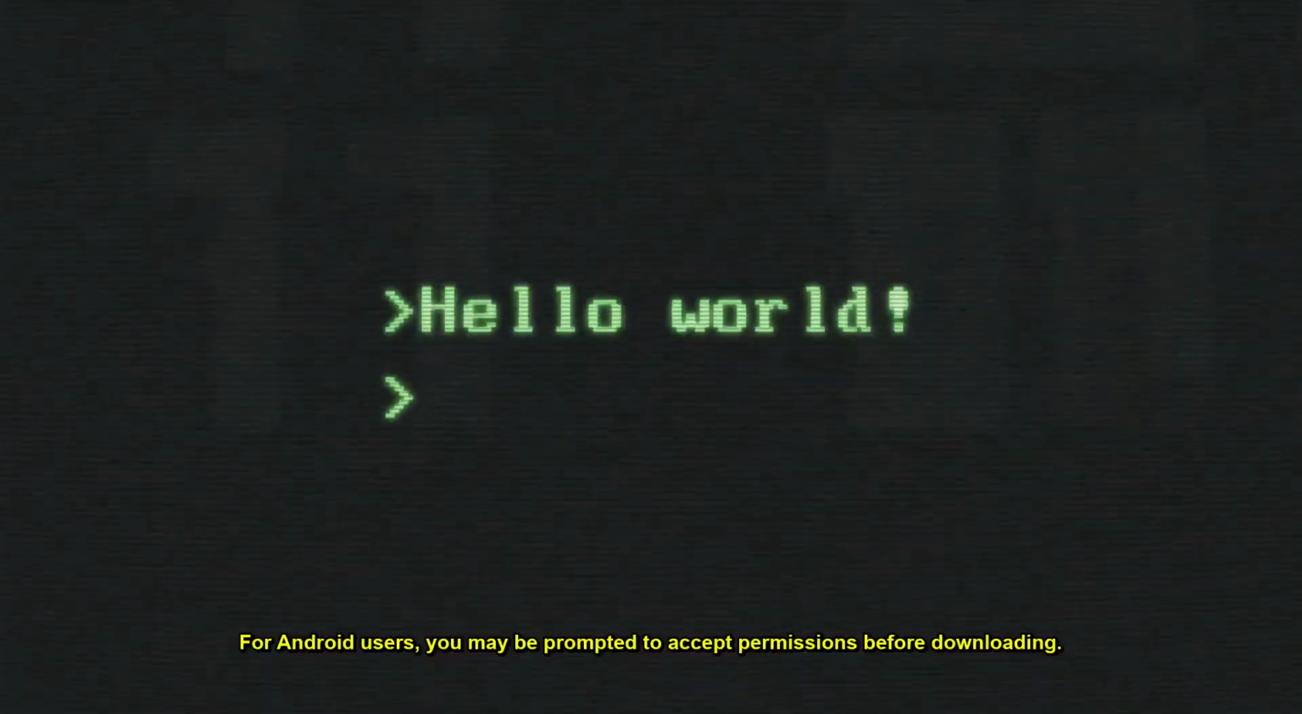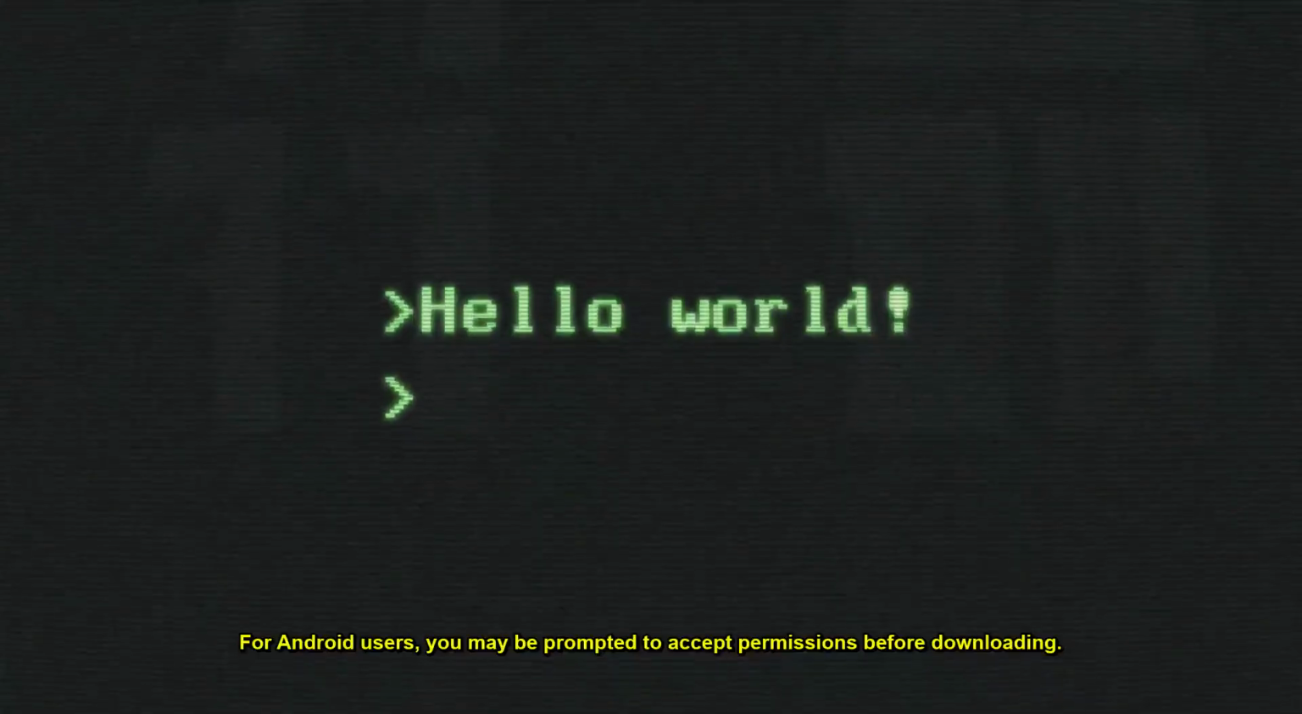On the app's page, you'll find an Install or Get button. If you're on an iPhone, you might need to confirm your Apple ID or use your Face ID or Touch ID. For Android users, you may be prompted to accept permissions before downloading. Wait for the app to download and install on your device.